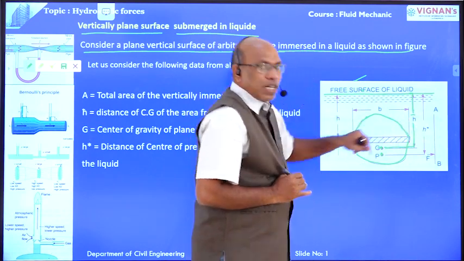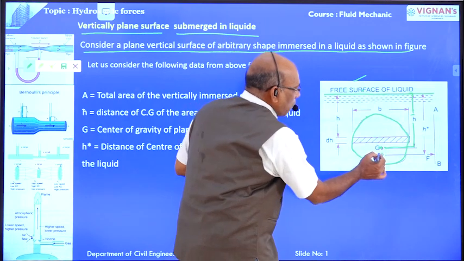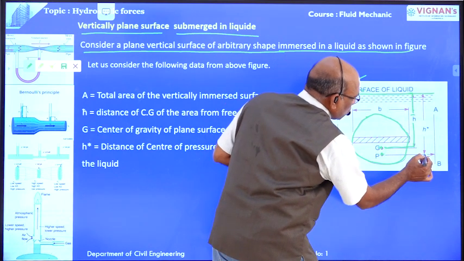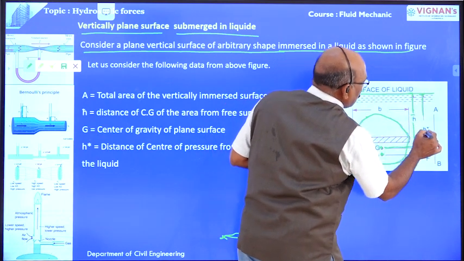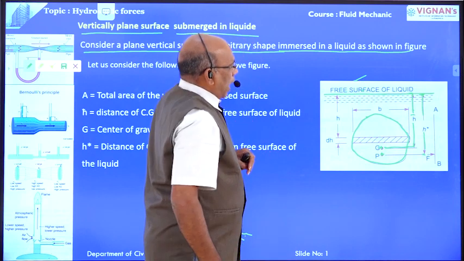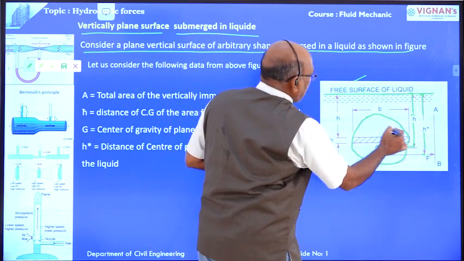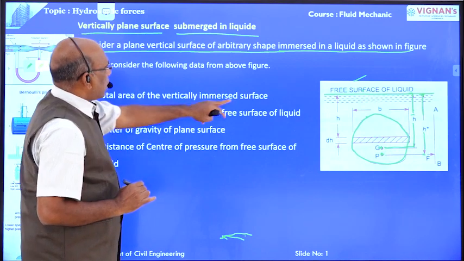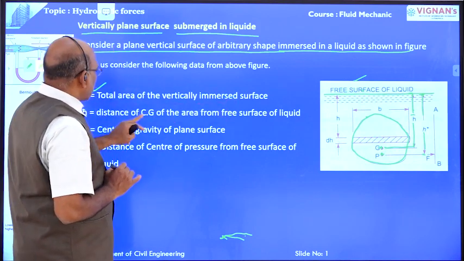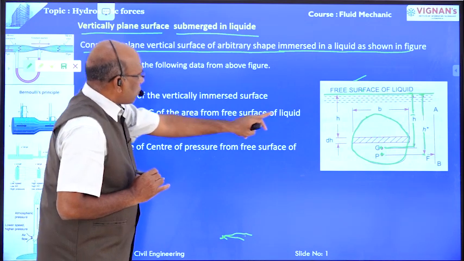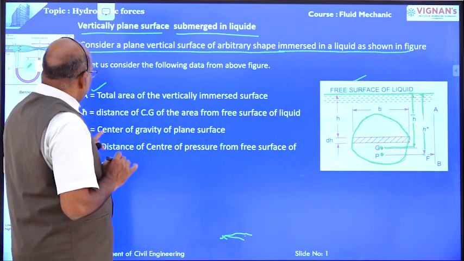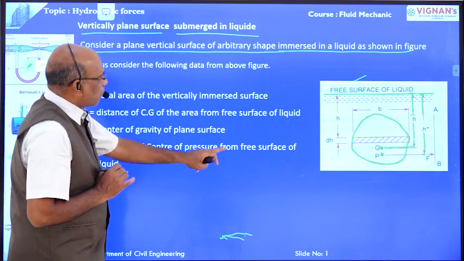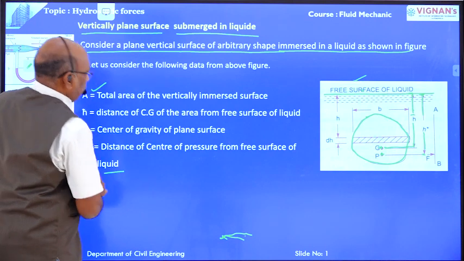And h star is the distance between the point of application of total pressure, or center of pressure, to the free surface. This is the h star. And the surface area of this element is capital A, the total area of the vertically immersed surface. H bar is the distance of the CG of the area from the free surface of the liquid. G is the center of gravity of the plane surface. H star is the distance of the center of pressure from the free surface of the liquid.